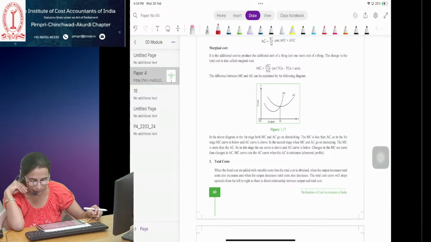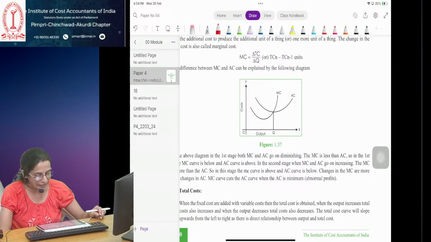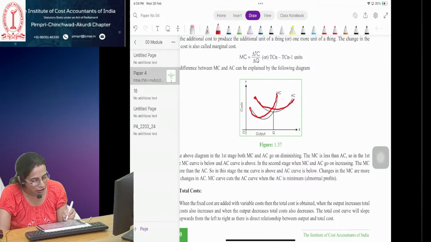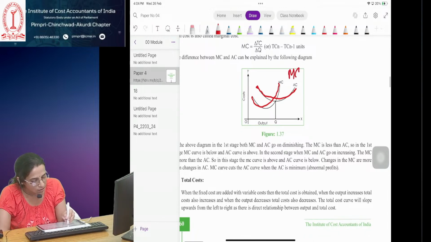See, now they are going to the diagram, figure 1.37. What is happening? There is an intersection of marginal cost and average cost. So what they are saying is, at the point where the marginal cost and the average cost curve intersect each other, that is at the point Q, the average cost is minimum.